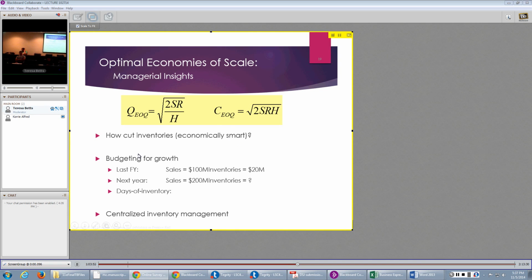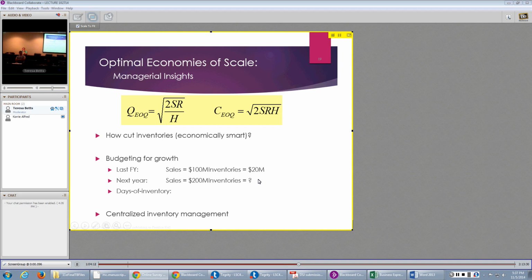budgeting for growth. So last year our sales was $100 million and our inventories were $20 million. Next year, if we have $200 million in sales, what's our inventories going to be, and days of inventory?